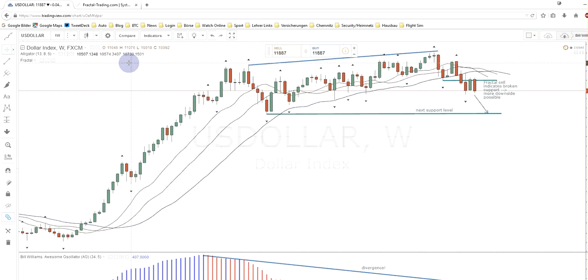Another week has passed. Let's have a look at what's happening. I was focusing in the last couple of weeks on the US dollar because a lot of forex pairs that involve this base currency, as well as the US dollar index, seem to be at interesting price levels, and as you can see on the screen right now, we are looking at the US dollar on a weekly basis.